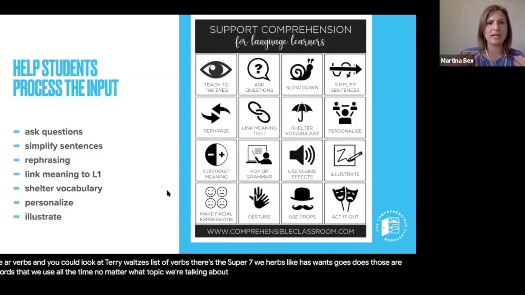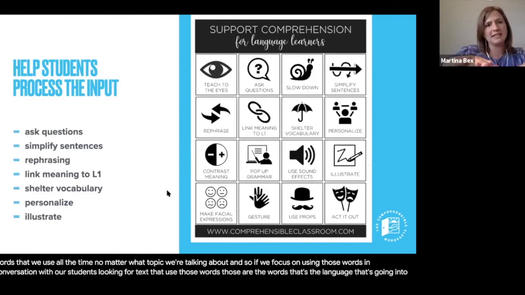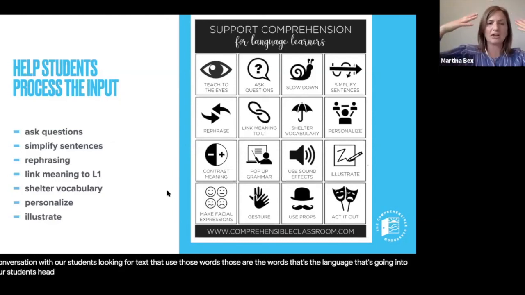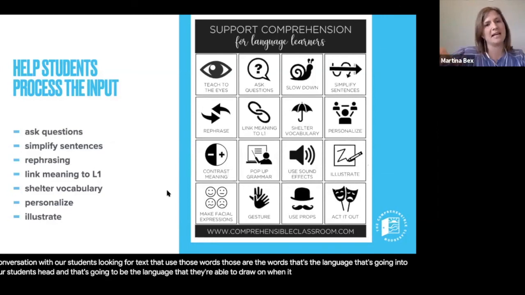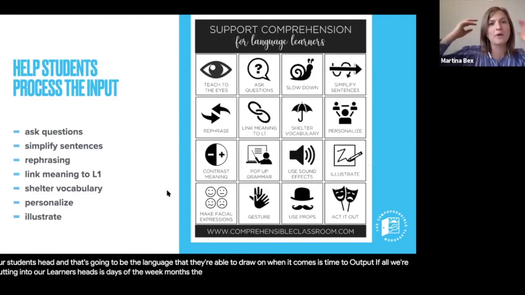And so if we focus on using those words in conversation with our students, looking for texts that use those words, that's the language that's going into our students' heads, and that's going to be the language that they're able to draw on when it comes time to output. If all we're putting into our learners' heads is days of the week, months of the year, colors, numbers, that's all they're going to be able to draw on when it comes time to output.